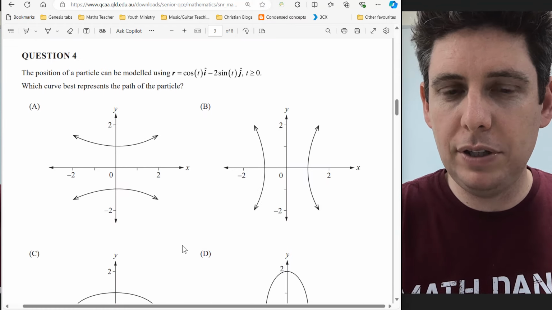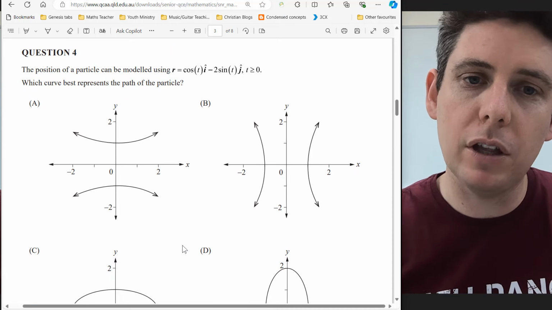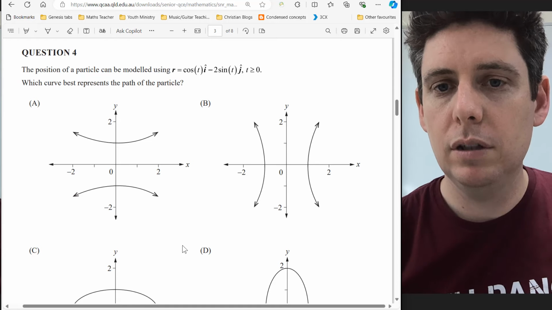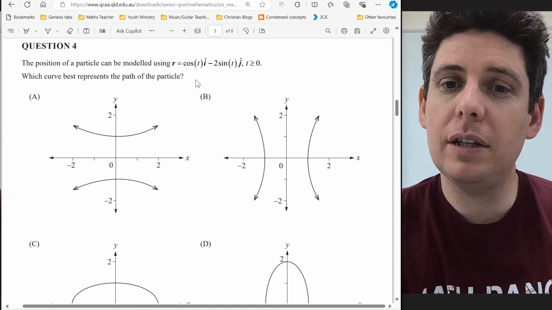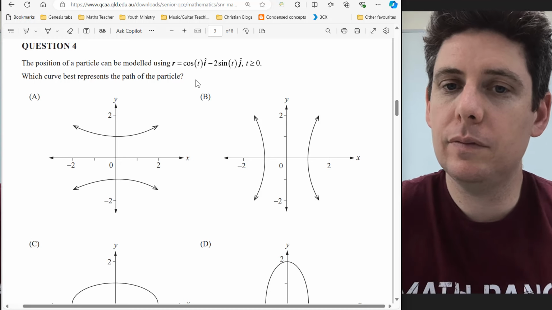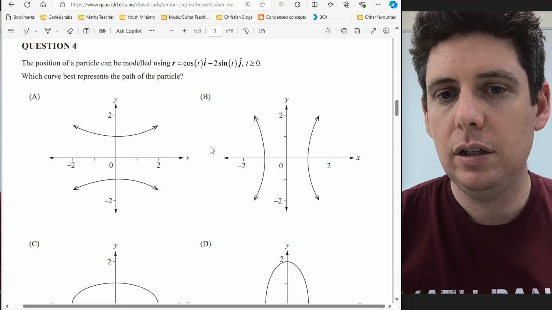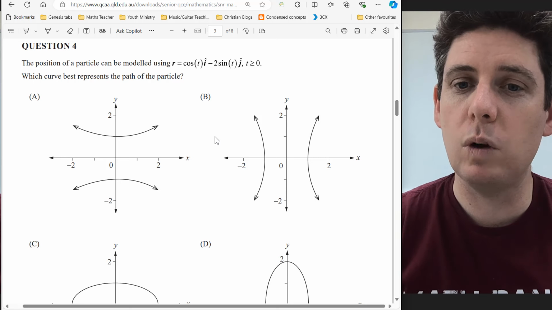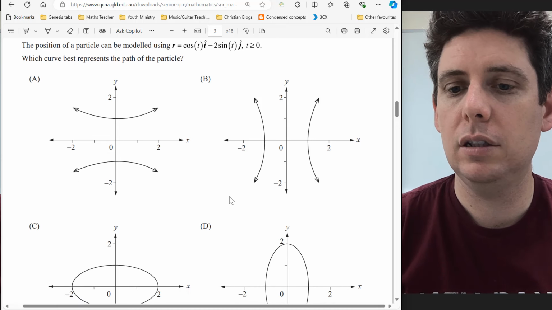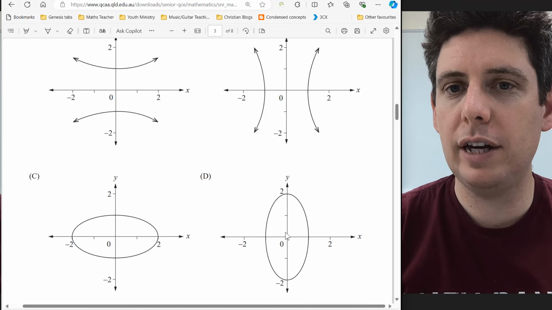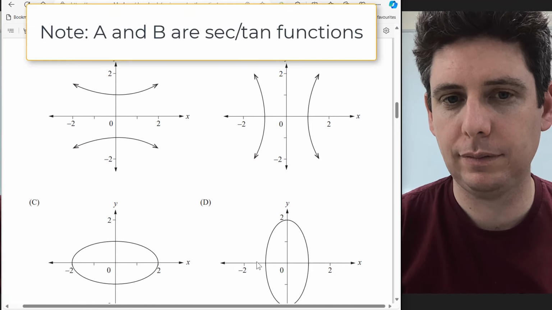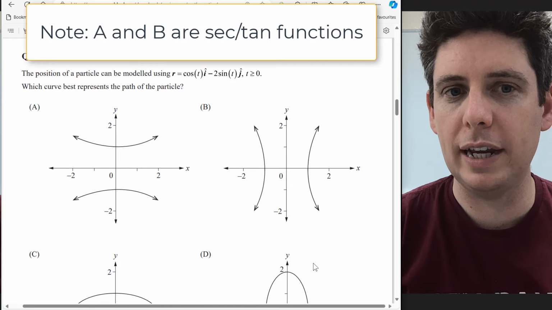Question four. The position of a particle can be modeled by the following. Which curve best represents the path of the particle? We've got parameters, so we've got vectors in the parametric form. And so cos squared plus sine squared equals 1. Because we have a 2 here, it's going to put the y 2 in that direction. And there's 1 there, so it's 1 in that direction. So the answer is 4D.